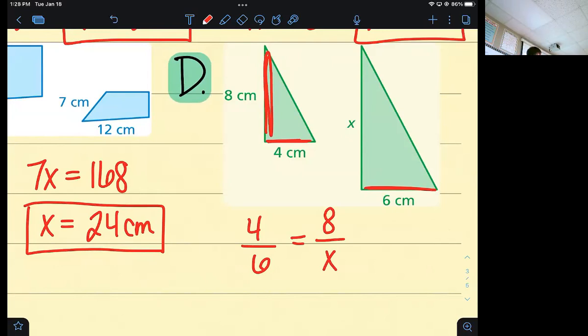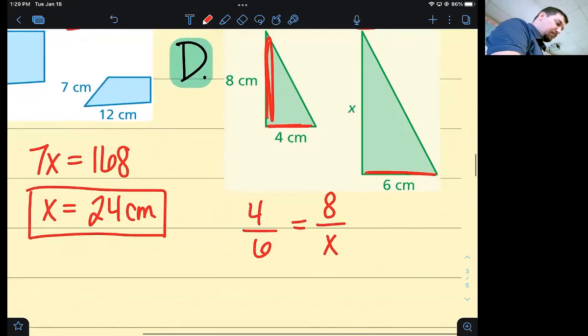In fact, a lot of people I've been calling on, I've noticed have been doing something like 8 is to 4 as X is to 6. And that works. That works. It's just not lining up the corresponding sides. It's not a big deal. You don't have to do that. But again, this is the technical way of doing it.